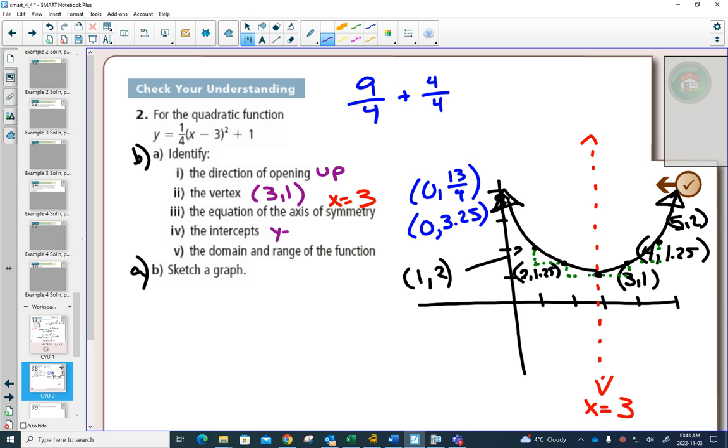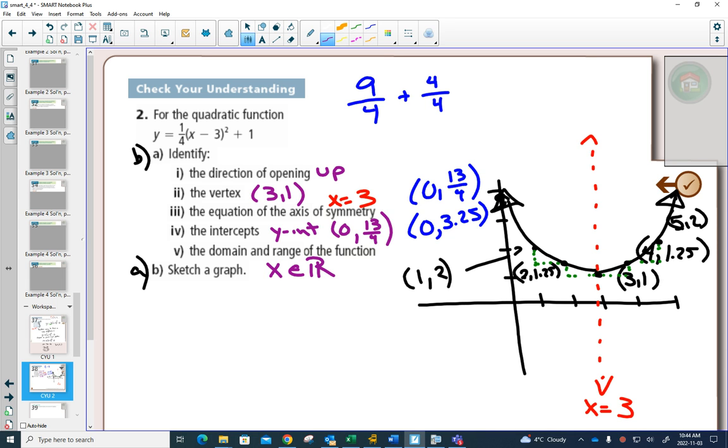Intercepts, we only have a y-intercept. It was at 0, 13/4. You could write the decimal as well, but you'll find that as you get into higher math, fractions are nicer. They're easier to work with mental math-wise than decimals are. So we'll leave it as 13/4. The domain of a parabola is probably the easiest thing to do because it's always everything. It goes on forever from left to right.